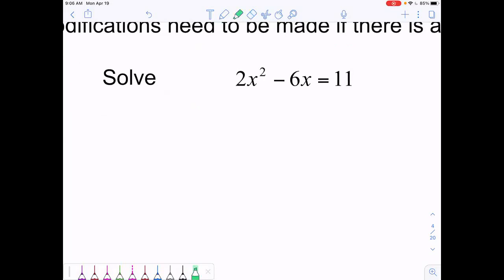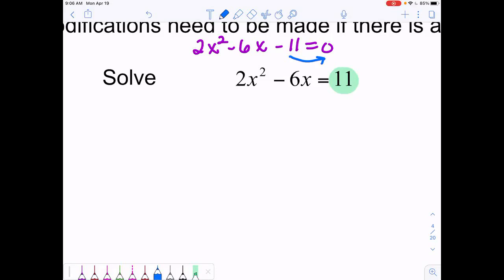Now, the first step is to still eliminate c. So if this problem initially said 2x squared minus 6x minus 11 equals 0, if that were my beginning problem, you would still take the c to the other side. So that's always the first step. You eliminate c. It has nothing to do with completing the square, so you always move that to the other side. In this case, it's already done for us. What do you think you'd have to do next?